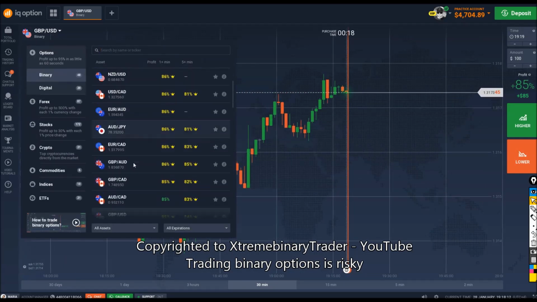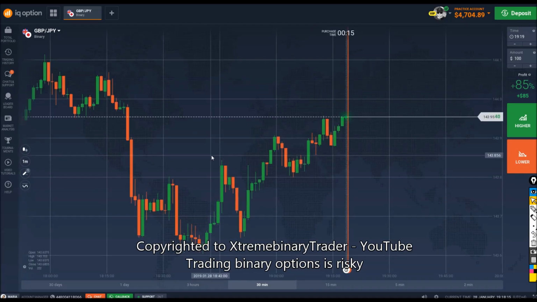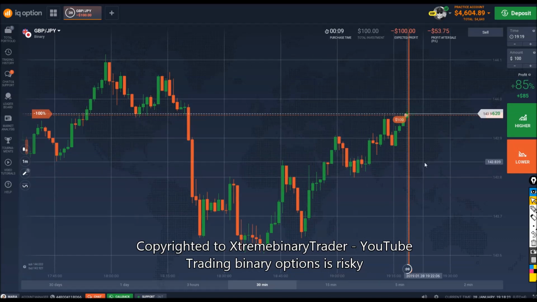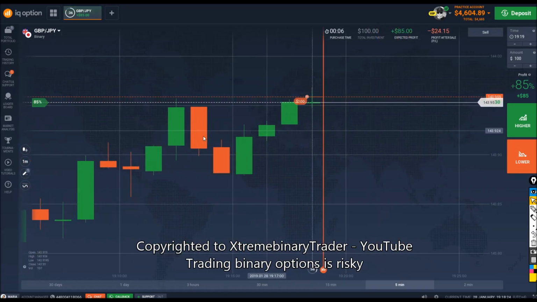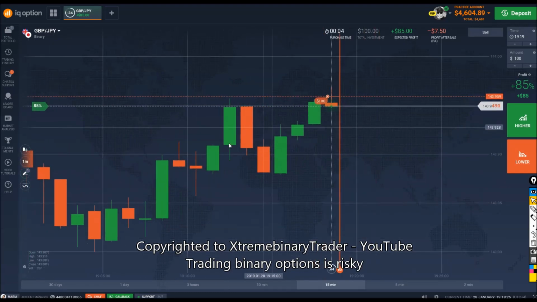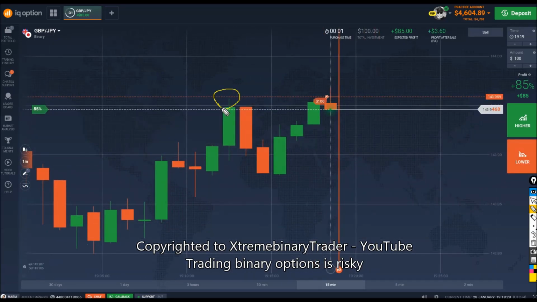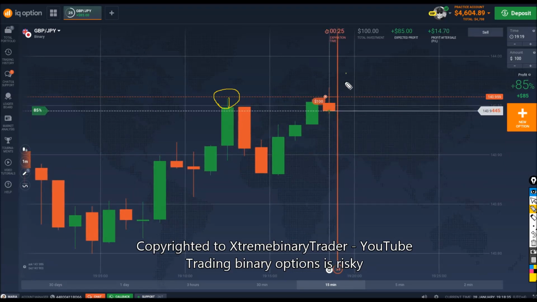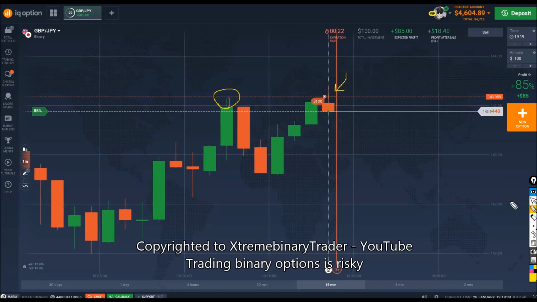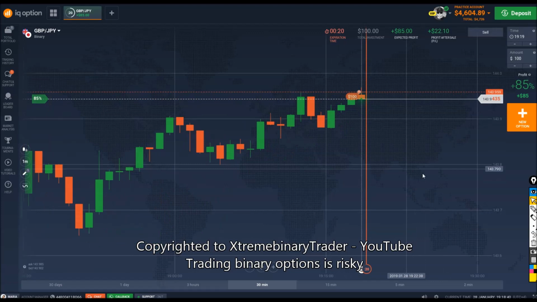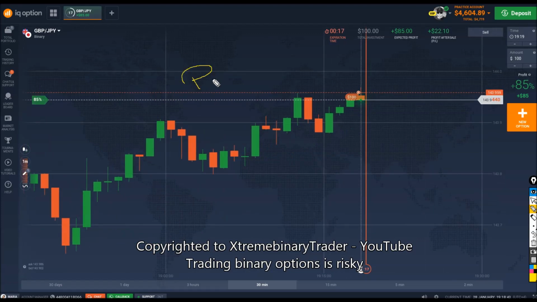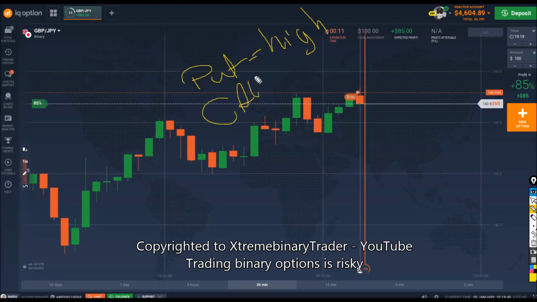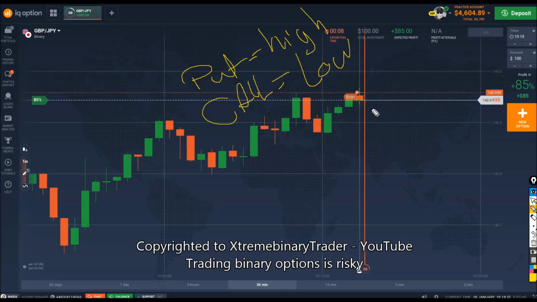And okay, please. I think this should be fine. Let me see. Yes. Look at that. This resistance at this level is represented by only one wick, an individual wick by itself. That's why I placed the put option right here. Always keep in mind, place put at high and place call at low.